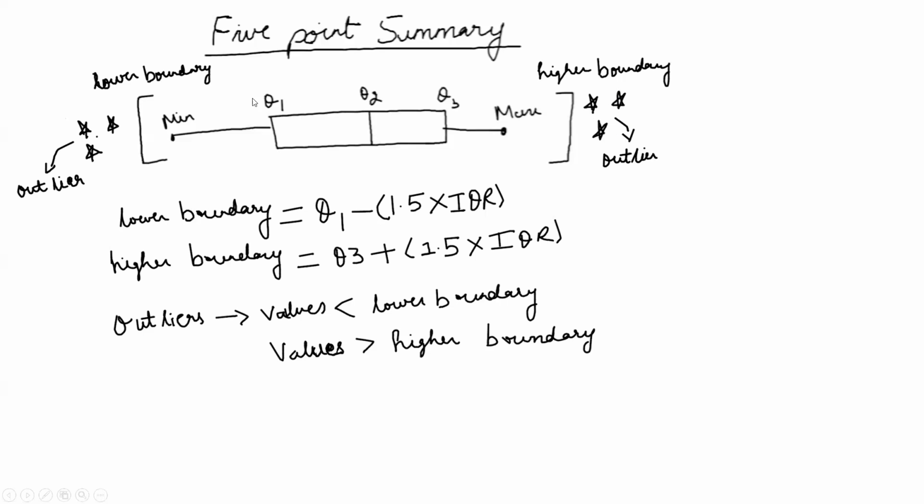So let's see how we can calculate this lower boundary and higher boundary. Lower boundary is calculated by Q1 minus 1.5 multiplied by IQR, and higher boundary is equal to Q3 plus 1.5 multiplied by IQR. So outliers here are basically values which are less than the lower boundary, which you can see more towards the left of this lower boundary, and values which are greater than this higher boundary. So all these star marked points are the outliers in this case.